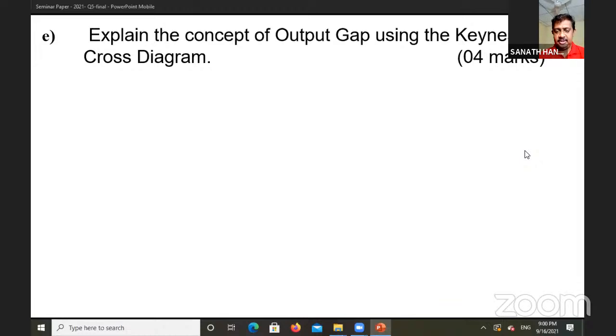Question, tax, only income tax? No, even indirect tax can be used. When the indirect tax is reduced, again, people can buy more goods. Their real income is increased.